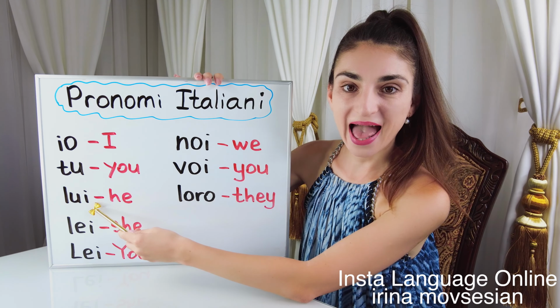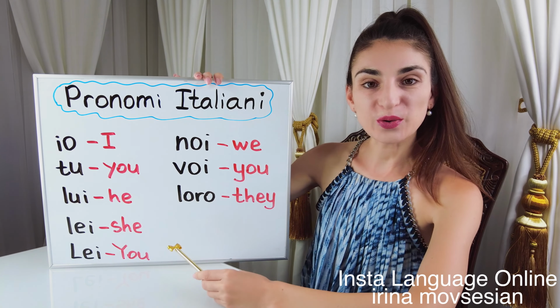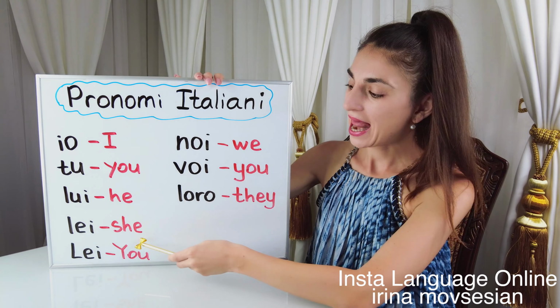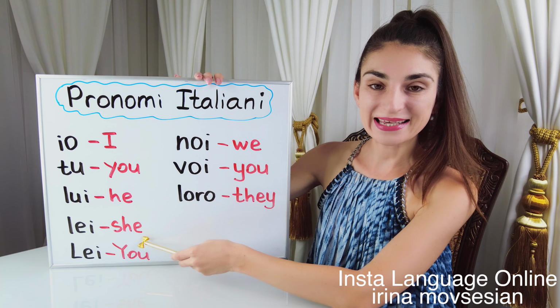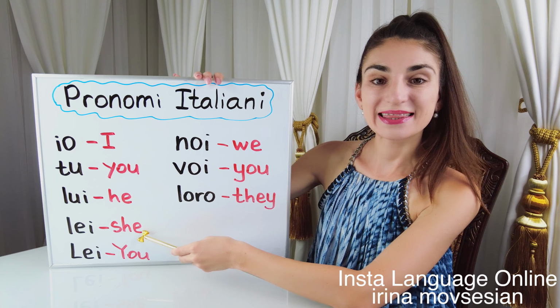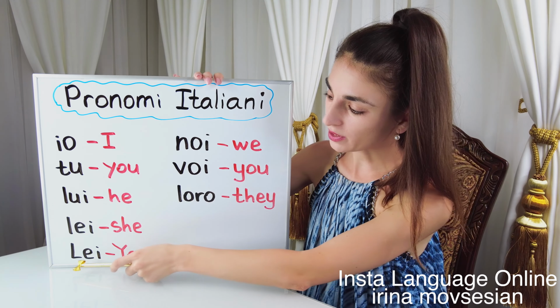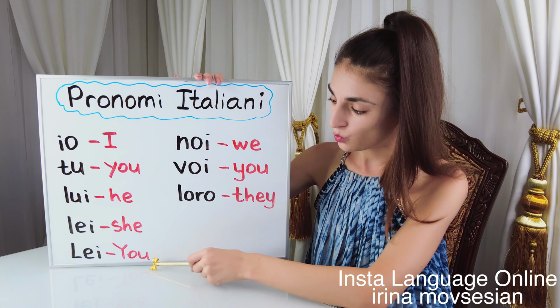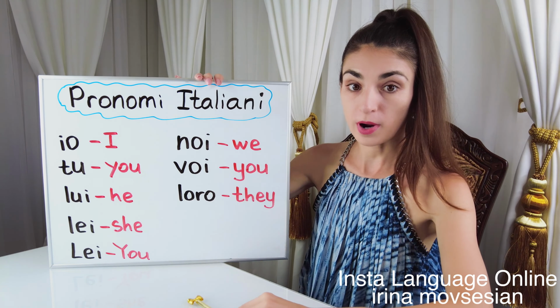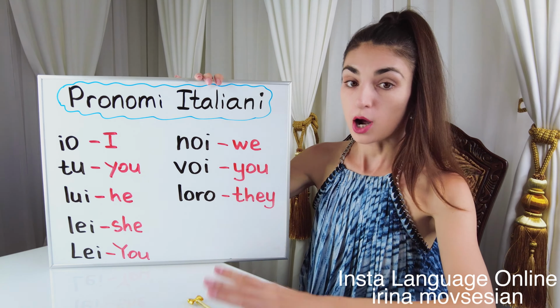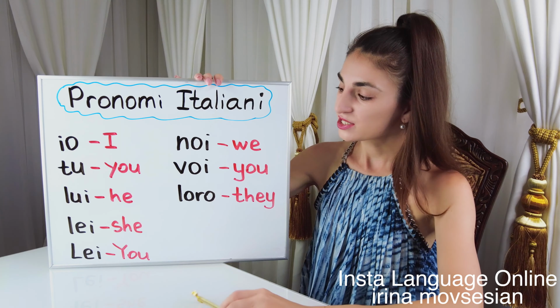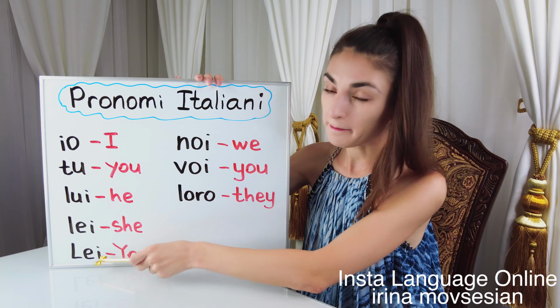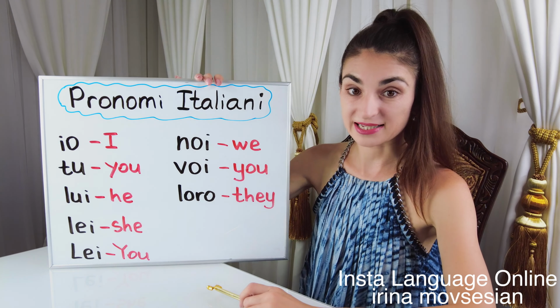Lui. Make L soft. Lui. Lei. That's a she. And also, if you put lei with the capital letter, we have a new word, which is you, polite form, when you're referring to a professor, an elderly person, somebody who you respect. So this is also the same word, but you write it with a capital letter.